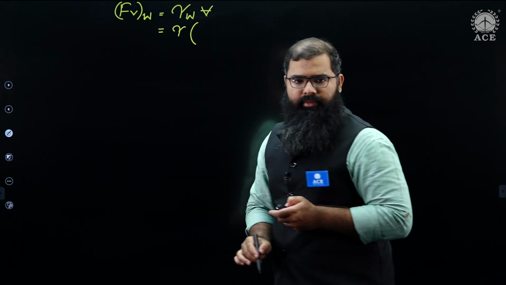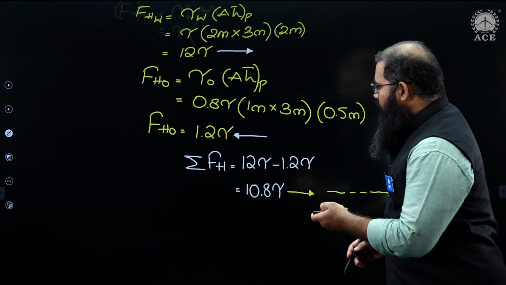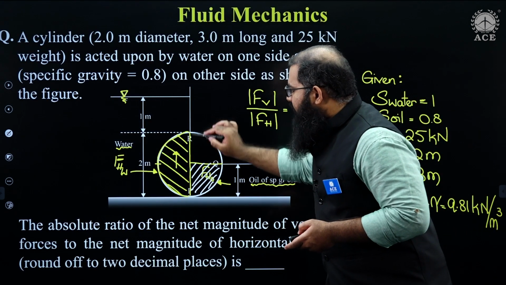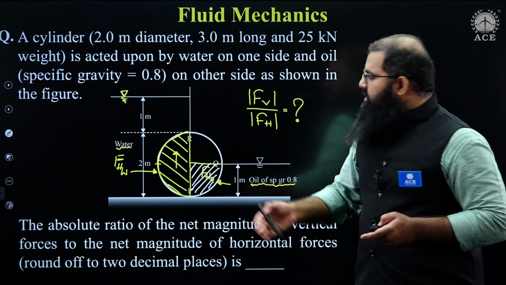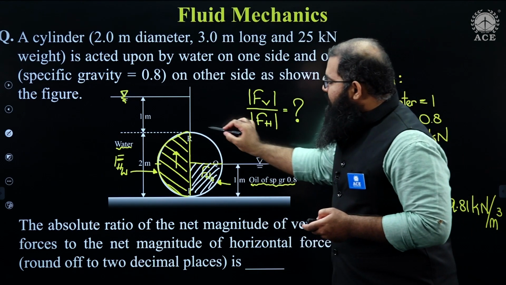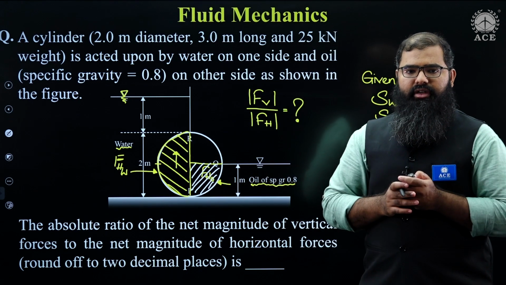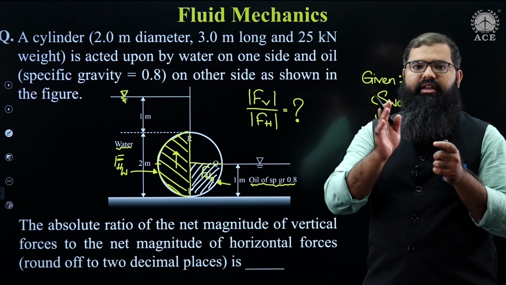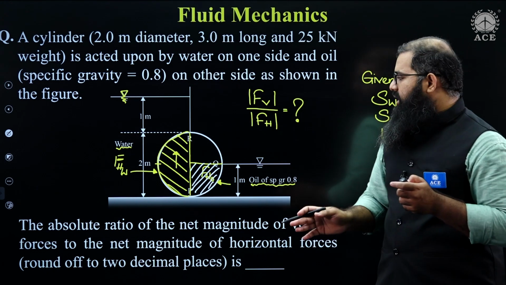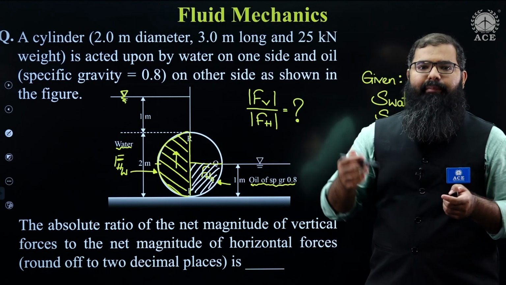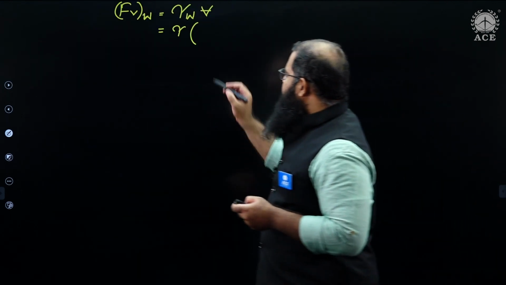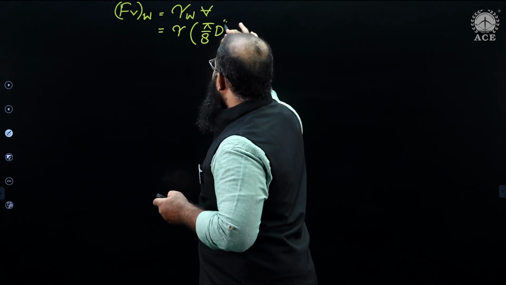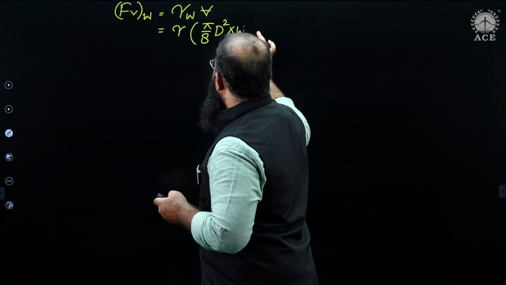What about volume? Please understand, this volume over here is cross section area multiplied to the width emerging out from your screen. So cross section area is equal to how much? Think logically, it is half a circle. Half a circle is pi by 8 d square, is it not? Pi by 8 d square multiplied to width. Width happens to be 3 meters.